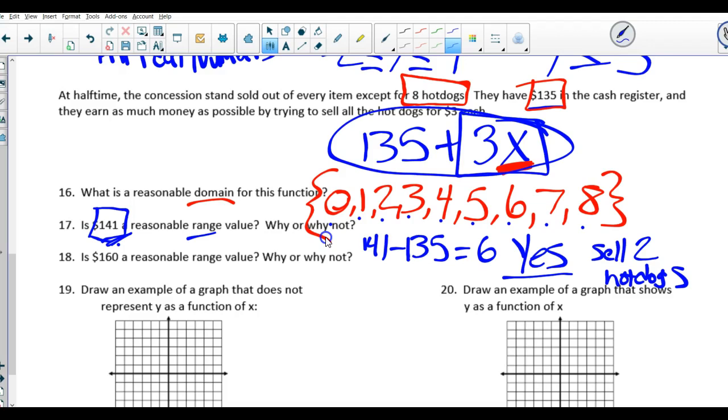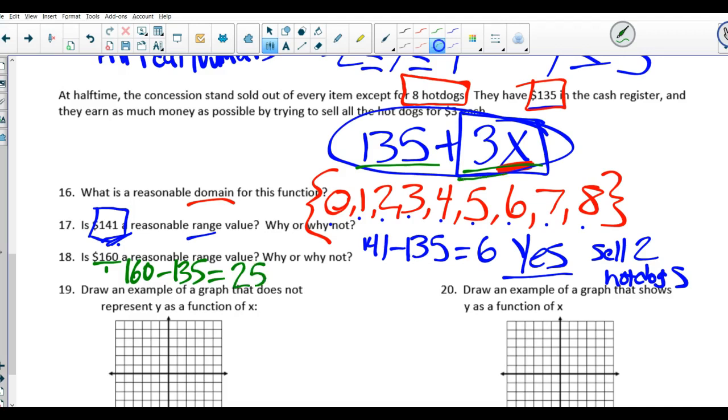Is 160 a reasonable range value? I'm going to switch to green for this one. Can I make $160, in other words? Well, I've already made 135. How much more money do I need in order to reach 160? Well, 160 minus 135, I just need $25 more.